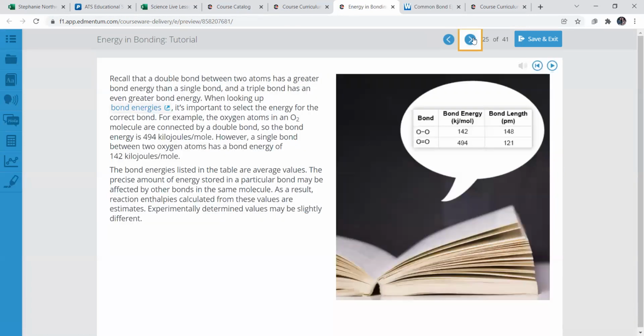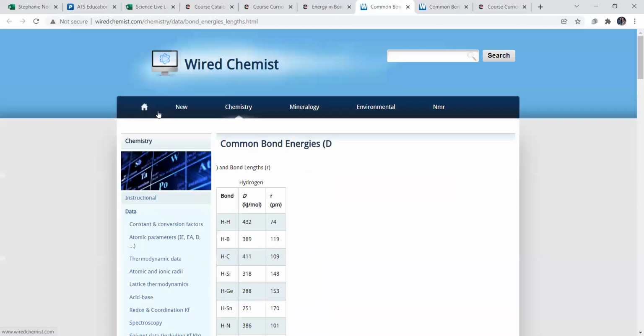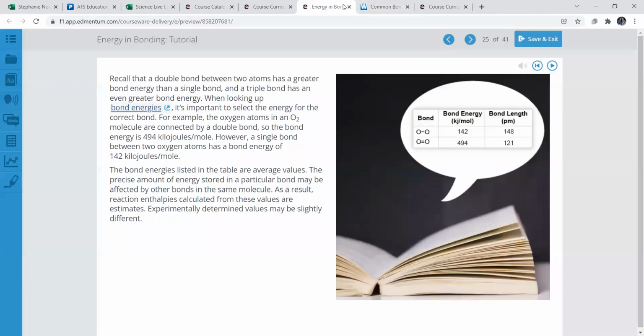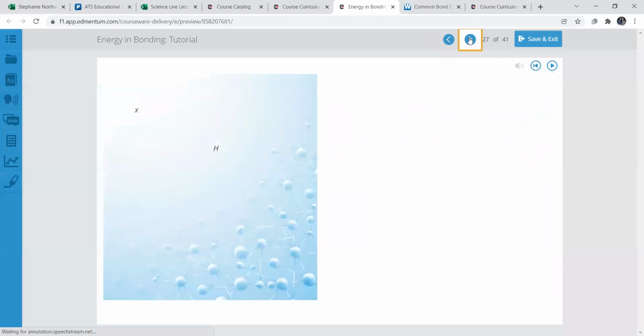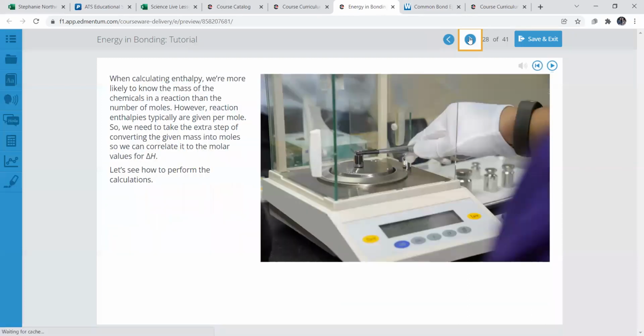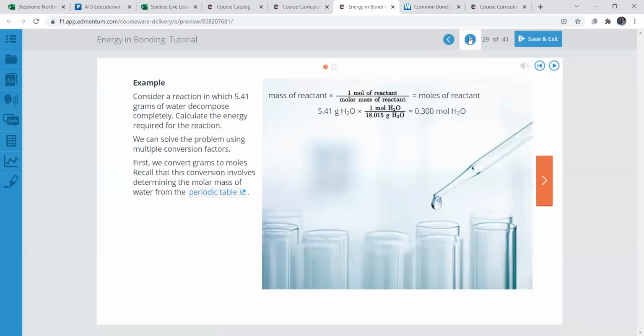Ask an astronaut, well, watch that on your own. Bond energies again. Looking it up just kind of gives you some more examples. Kind of goes through, gives you a few more examples here.